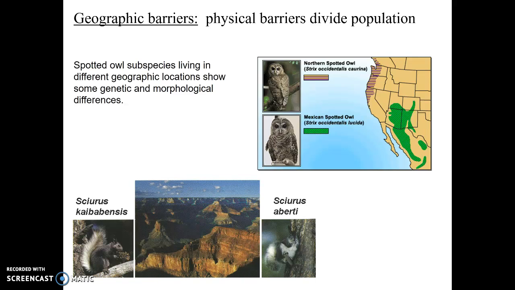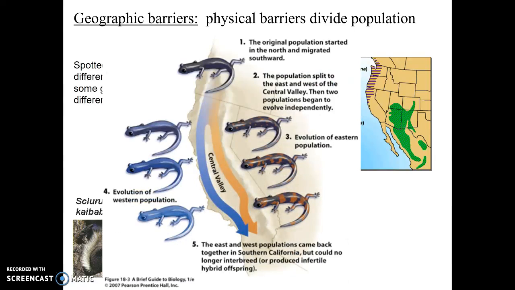We also see this with two squirrel species at the Grand Canyon. We've got one on the north rim and one on the south rim. And they have been separated long enough that they do look a little bit different from each other. Not a ton, but a little bit. But because that Grand Canyon is so big and so wide, they're not able to get to each other. Now, they have done some experiments where they've tried to bring them back together and have found that they do not mate with each other.